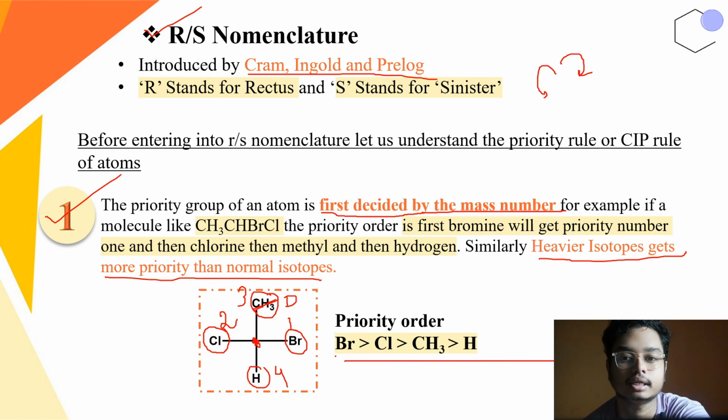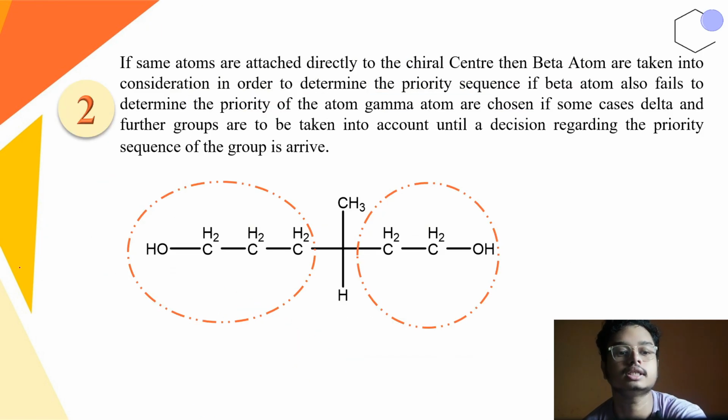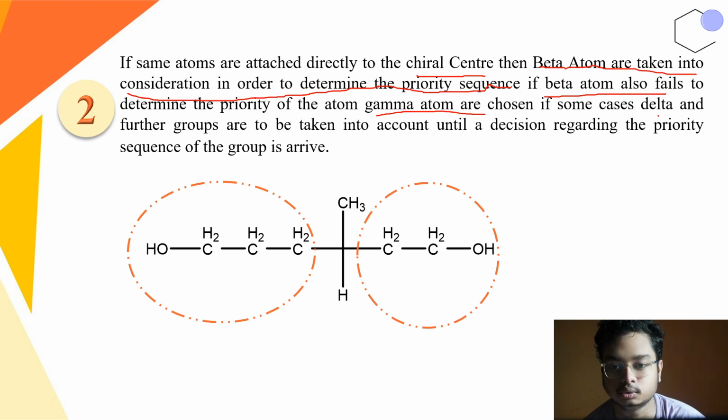Now there are certain other rules. The second rule is, if the same atoms are attached directly to the chiral center, then the beta atoms are taken into consideration to determine the priority sequence. If the beta atoms fail, then gamma atoms are chosen, and in some cases delta and further groups are taken. That is a vague statement, so let us analyze it with a simple example.